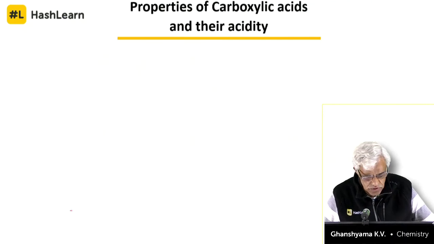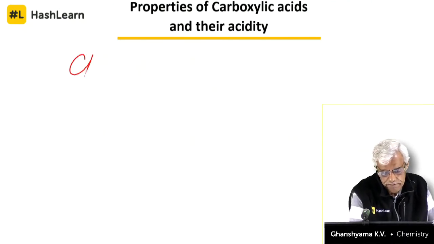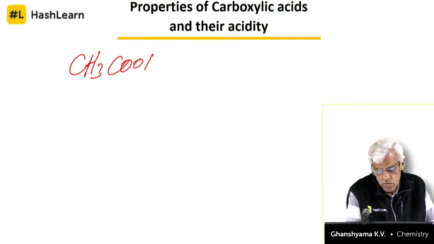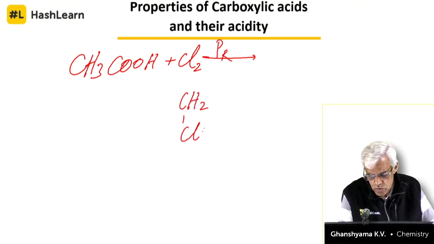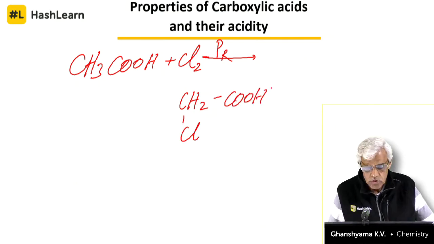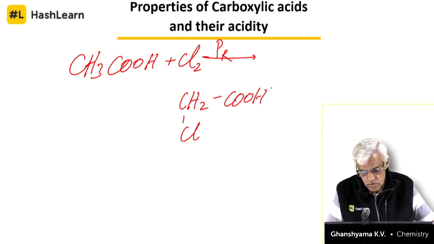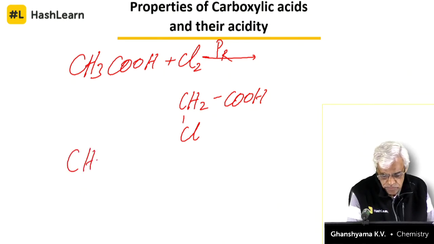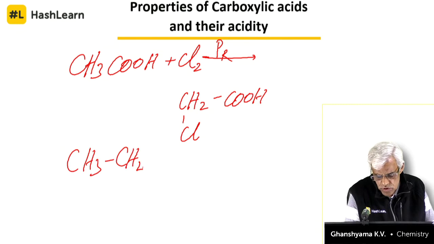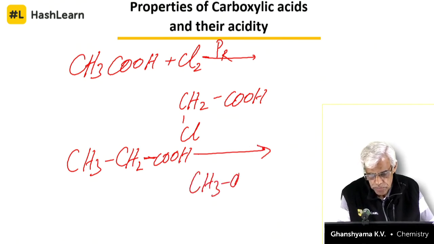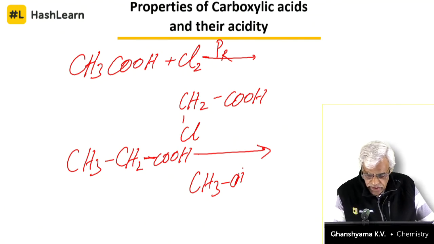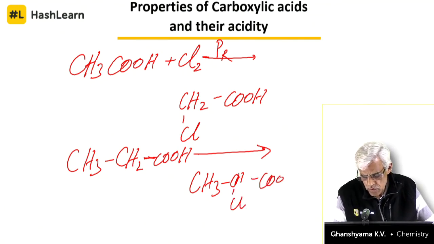We shall write an example. CH3COOH plus Cl2 in presence of red phosphorus gives CH2ClCOOH, 2-chloroethanoic acid. Suppose you use CH3CH2COOH, same HVZ reaction, it will give CH3CHClCOOH.